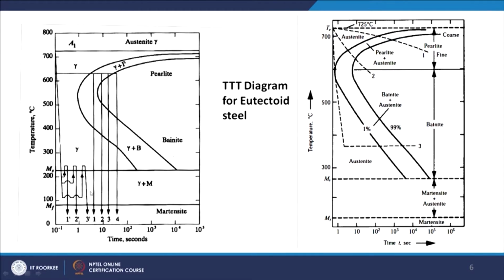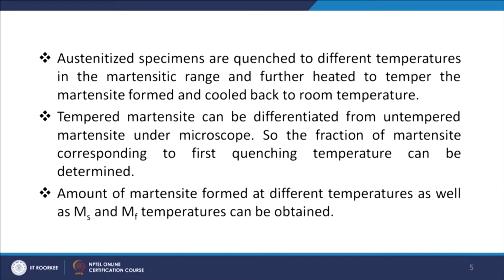So, if you do that, you will have the lines for MS and MF also determined. So, that is what it is. Standardized specimens are quenched to different temperatures in the martensitic range, then heated to temper the martensite formed, and then cooled back to room temperature. Now, these tempered martensite can be differentiated from untempered martensite under the microscope.